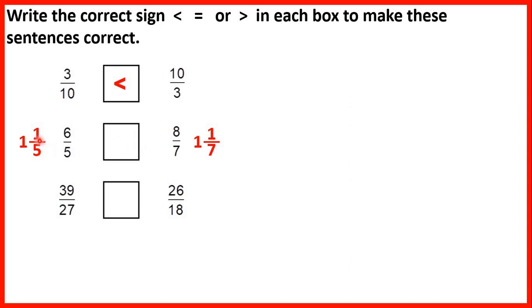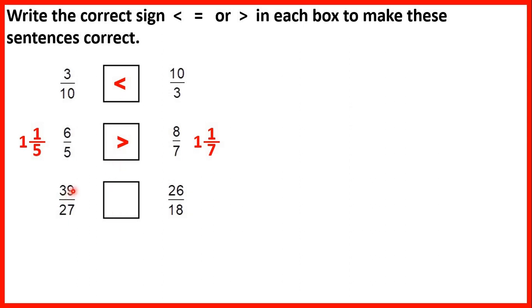So now we can compare these because we know that the larger the denominator, the smaller the fraction, because that means the whole has been divided into more pieces. And because our whole number and our numerator are the same for both numbers, we can compare these just by looking at the denominator. So that means 1 and 1/5 is greater than 1 and 1/7, so 6/5 is greater than 8/7, because the smaller the denominator, the larger the fraction will be.